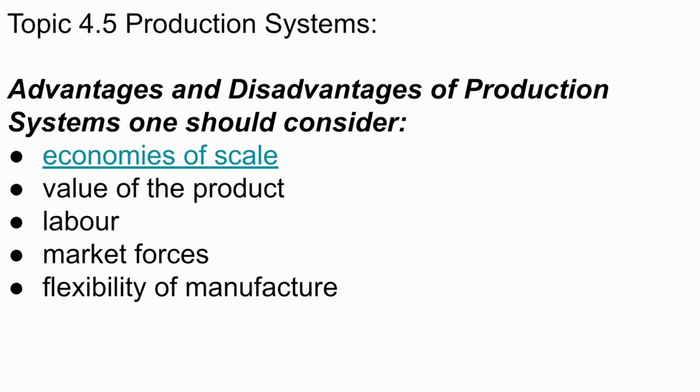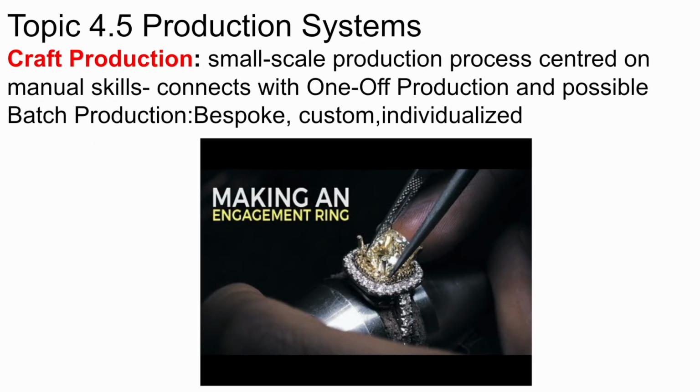We're going to talk about advantages and disadvantages of production systems in the following areas. That's economies of scale, value of the product, labor, market forces, and the flexibility of manufacturing. And the first production system we're going to talk about is craft production.